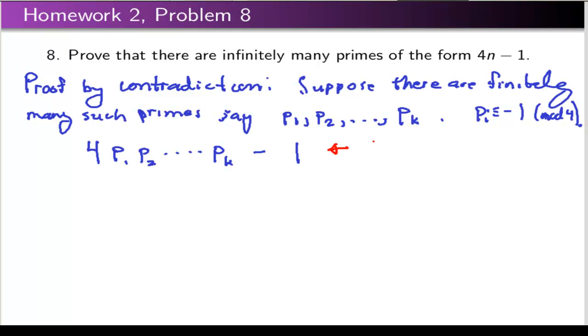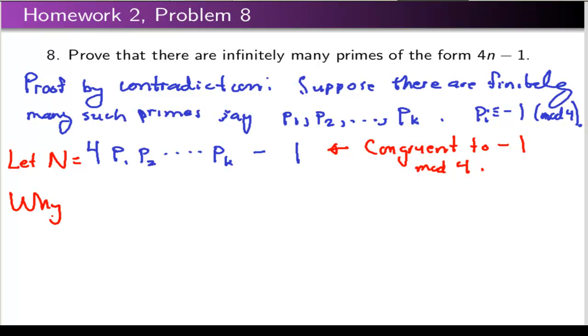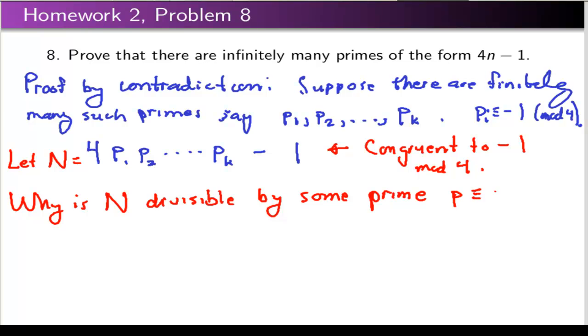Just write down a big number congruent to -1 mod 4. And let's call that n, capital N. So the question is, why is n divisible by some prime p congruent to -1 mod 4?